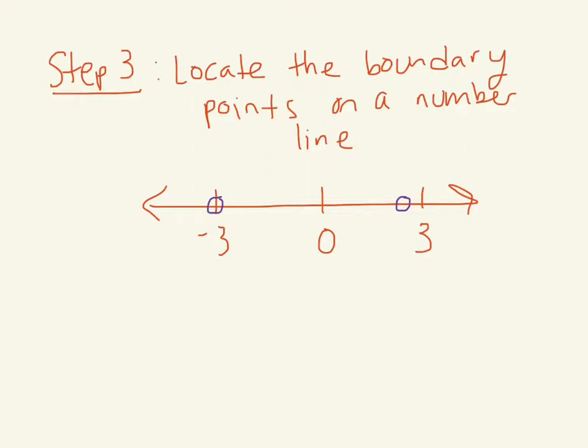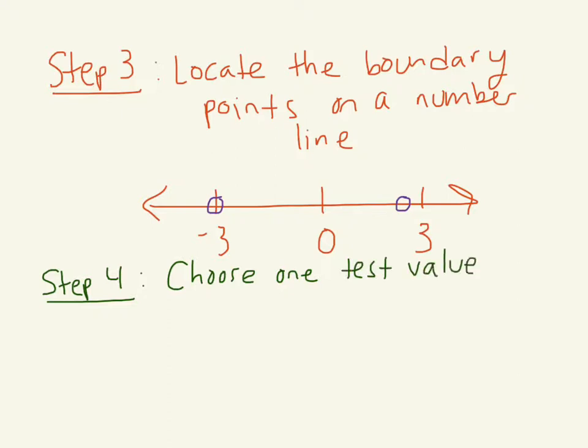Okay, we're not quite done. Now we need to figure out where we are going to shade. Are we going to shade in between here? Are we going to shade on the outsides? Where are we going to shade? How do we figure that out? Well, that's where step 4 comes into play. So in step 4, we're going to choose one test value within each interval.